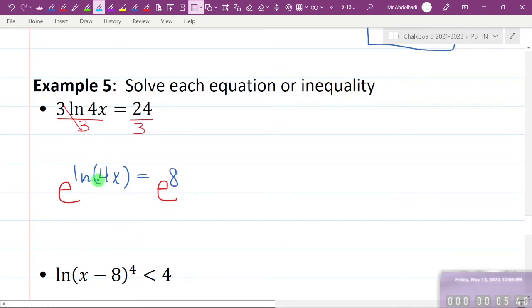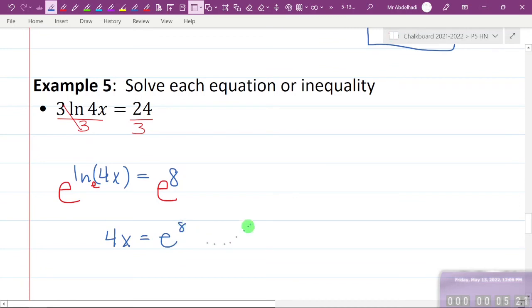What's the base of this logarithm right here? This is a ln, so it's an e, right? And what did we say? If you had some base to a logarithm of the same base, what happens? They cancel out, right? And then these cancel out and you just get 4x equals e to the 8th power. We can now divide both sides by 4, and we get x equals e to the 8th over 4.